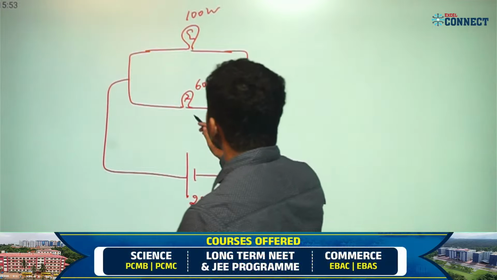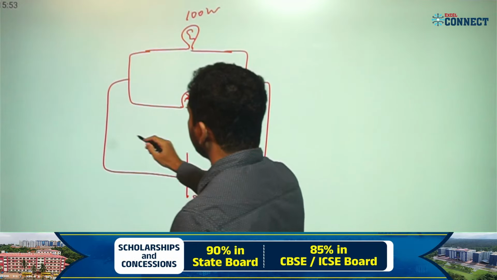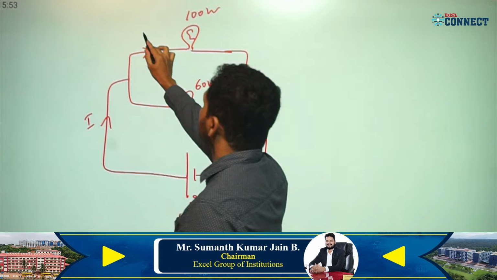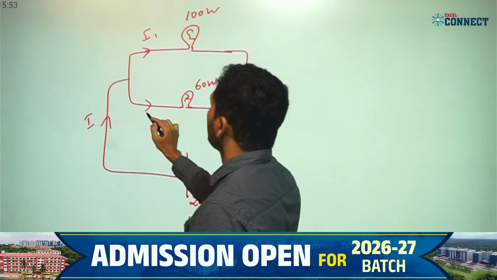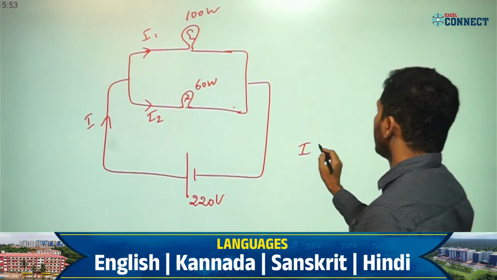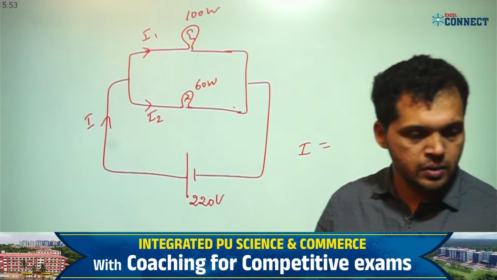Now, what is the circuit current? The total current I is to be found. Total current I is equal to I1 plus I2. That is the total current I. First, by reading the question you understand.